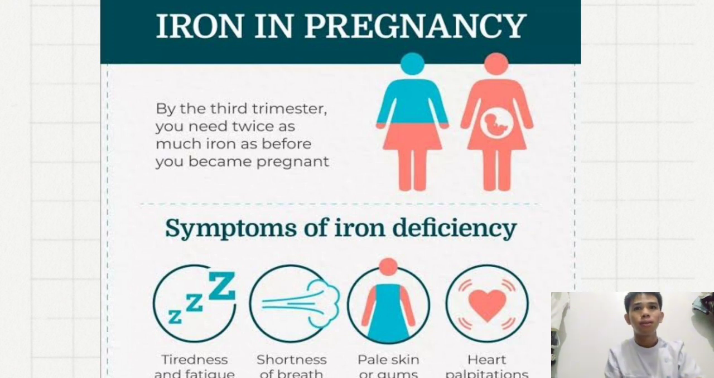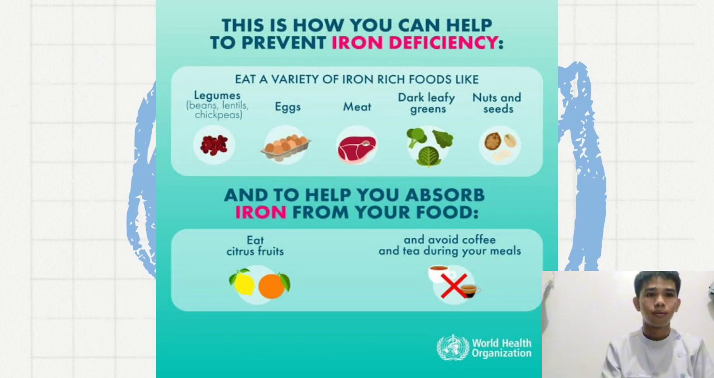So by the third trimester, you need twice as much iron as before you became pregnant. Symptoms of iron deficiency: first is tiredness and fatigue, shortness of breath, pale skin, and heart palpitations. So this is how you can help to prevent iron deficiency. Eat a variety of iron-rich foods like legumes, eggs, meat, dark leafy greens, nuts, and seeds. And to help you absorb iron from your food, eat citrus fruits and avoid coffee and tea during your meals.